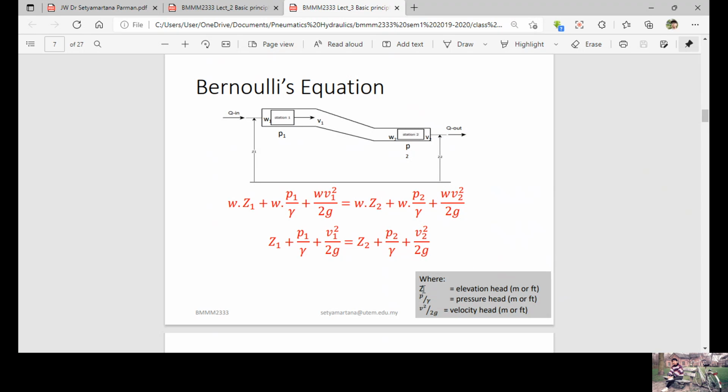In this case, Z is the elevation head, P over gamma is the pressure head, and V squared over 2g is the velocity head. In the first equation, the units are in joules, but the second expression is in meters.